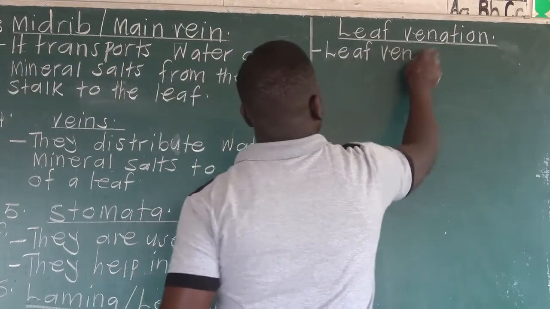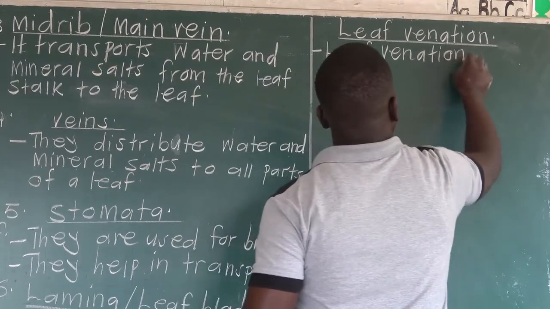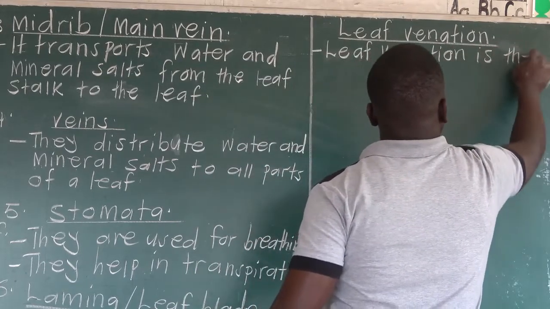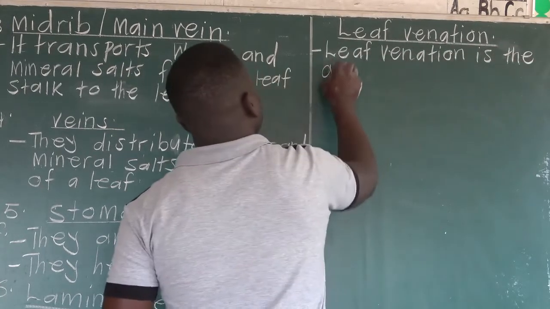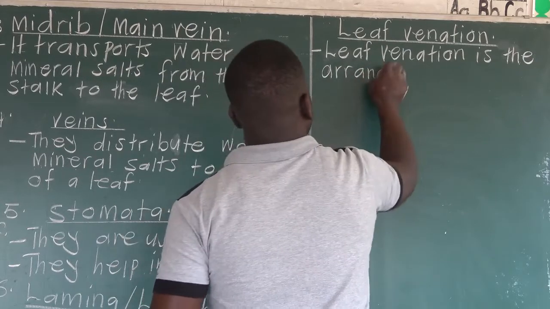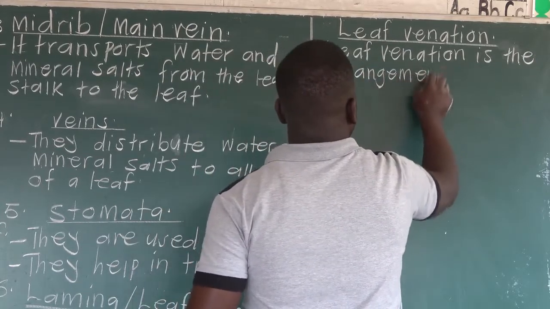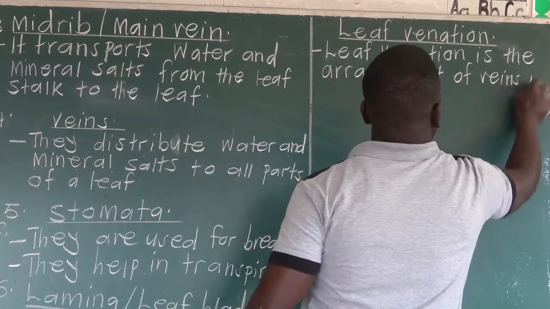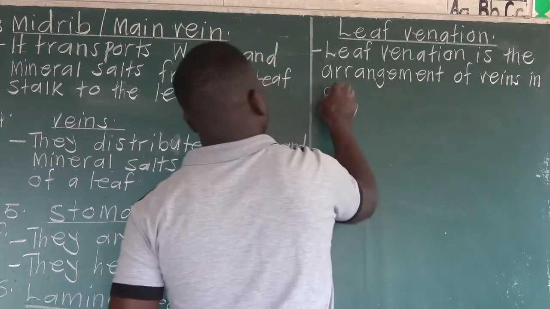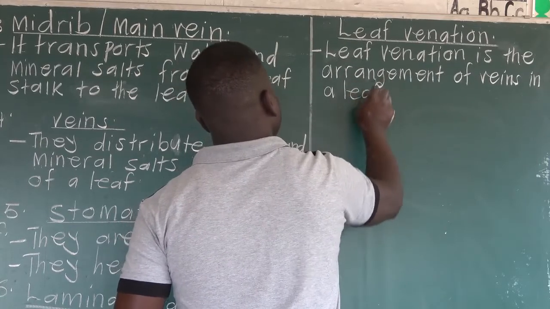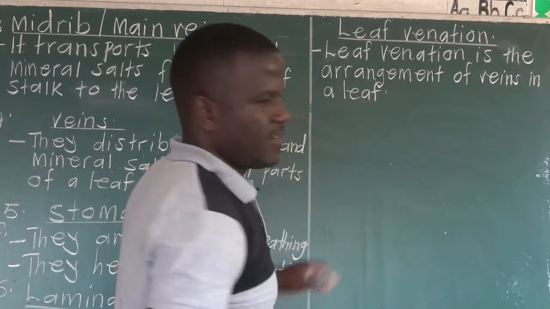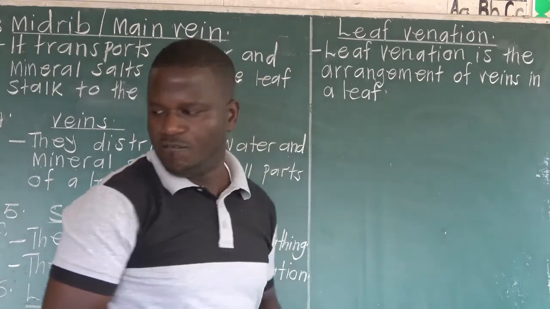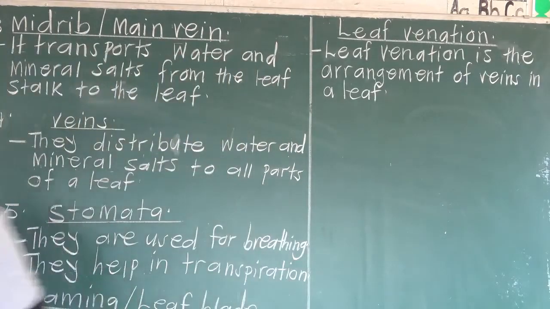Leaf venation is the arrangement of veins in a leaf.